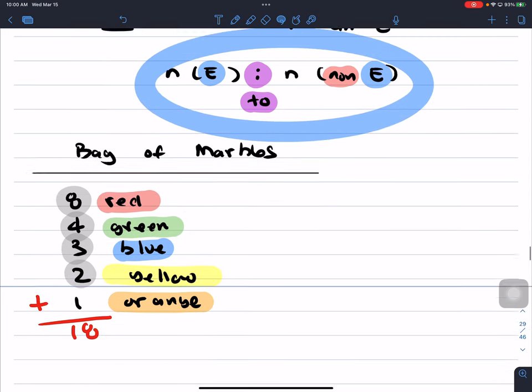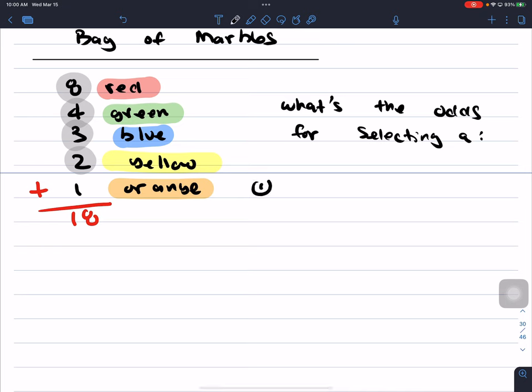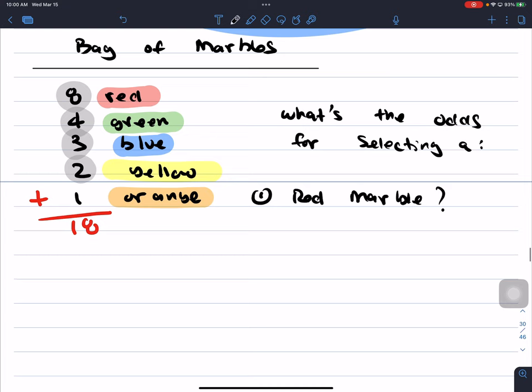Okay, I'm going to ask you guys, you're going to select a marble at random. What's the odds for selecting a red marble? Okay, we're going to keep it simple. Odds for selecting a red marble.